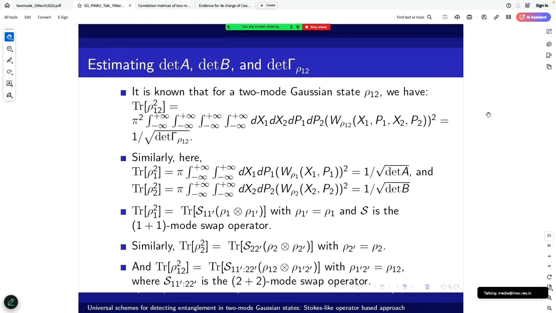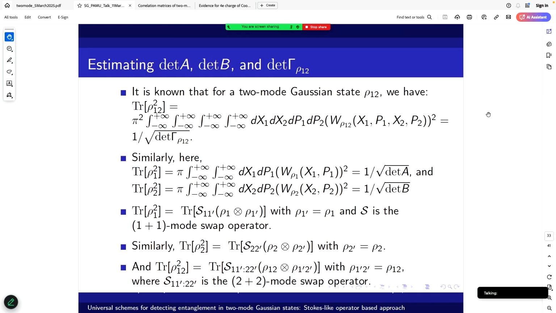Similarly, I can figure out what is trace of rho 2 square. Same thing, I perform measurement of this swap operator S2 2 prime on 2 copies of rho 2. So, these 2 copies of rho 1 basically mean that the mode is fed to the swap operator. You prepare 2 copies of the 2 mode Gaussian state, this is with Alice, this is with Bob, this is with Alice, this is with Bob. The 2 modes of Alice you feed to this swap operator, similarly these 2 modes of Bob.